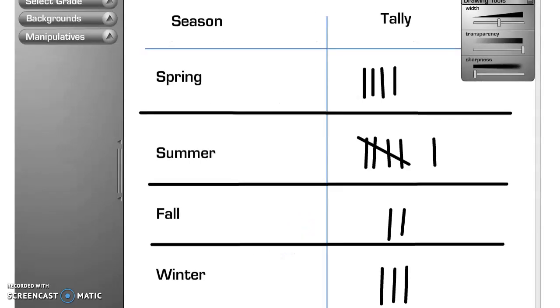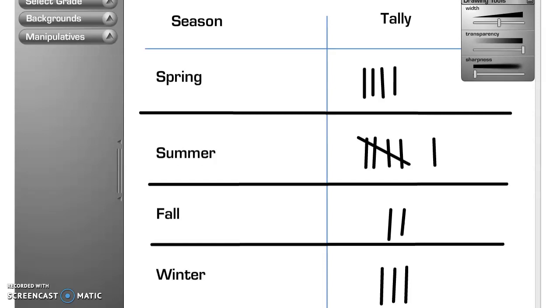Next, we're going to be looking at a frequency table. This one is about favorite season. As you can see, we have spring, summer, fall, and winter. For spring, we have 4 tally marks. For summer, we have 6. For fall, we have 2. And winter, we have 3.